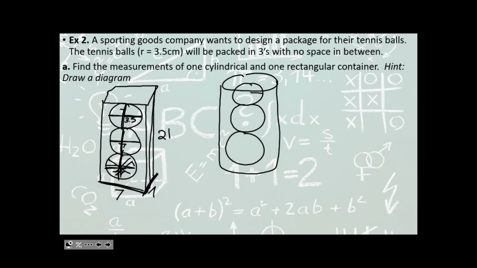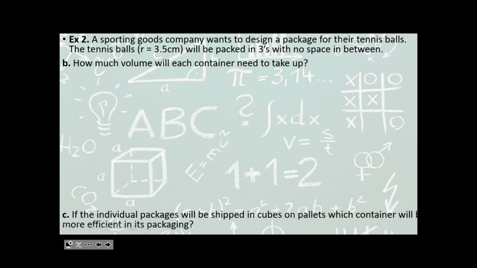And for a cylinder, it's similar, right? Because I'd have 1, 2, 3 balls, all with a diameter of 7. So the height there would be 21, and the diameter would also be 7. Or we could say the radius of that package would be 3.5. So that's the first question there.